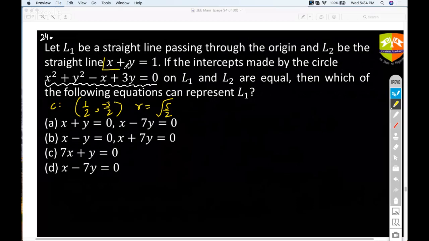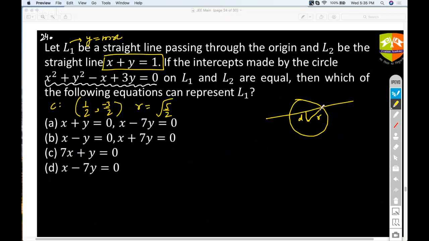Now L2 is given to us, and L1, let's say, is a line whose equation is y equal to mx, right? Now on any circle, what is the length of the intercept? Let's say this is the radius, and this is the distance of the center from the line. So it will be 2 under root of r square minus d square, correct?